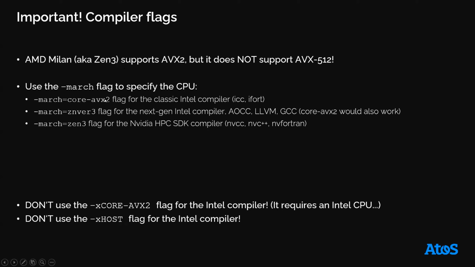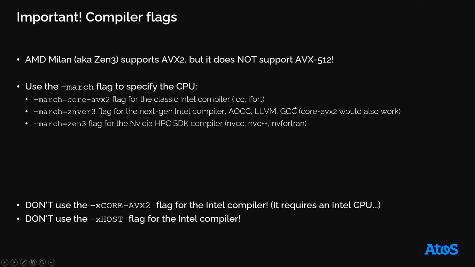Now the newer compilers, the newer compilers from Intel, but also the AMD optimized compiler, LLVM, and also newer versions of GCC, also recognize the flag -march=znver3. That is the Zen 3 architecture, so that's then again Milan. It will then generate code for the Milan CPU.